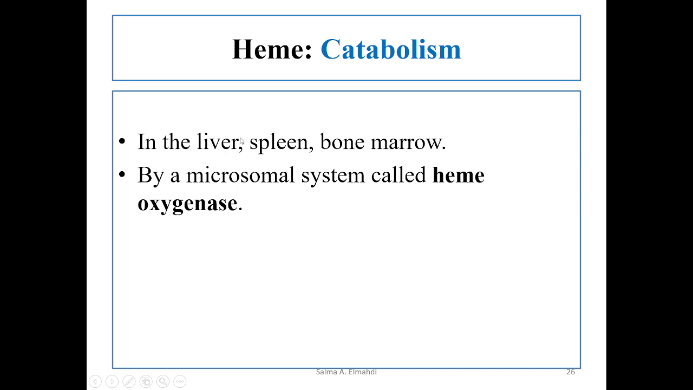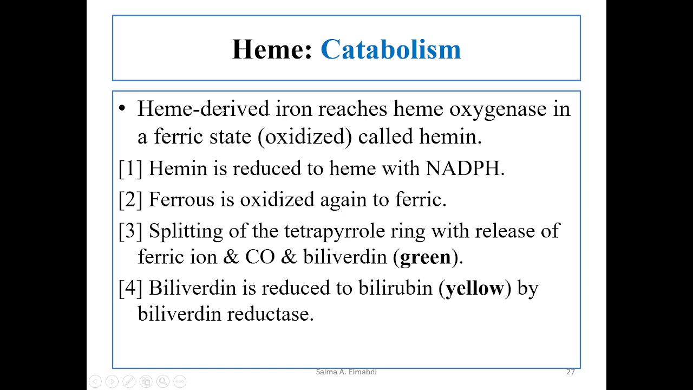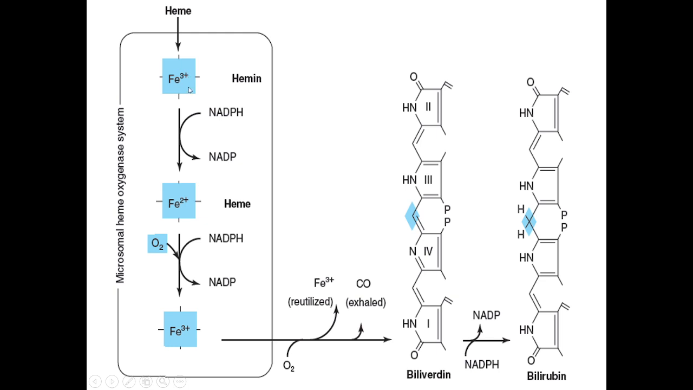Heme catabolism occurs in the liver, the spleen, and the bone marrow by a microsomal system called heme oxygenase. Heme-derived iron reaches heme oxygenase in a ferric state. Here it will be reduced and then oxidized again to ferric, and then iron will be released to be reutilized or join the iron pool, and the product is called biliverdin. As you can see, it is a linear compound. The pyrroles are there, but it's no longer cyclic, and iron is lost.